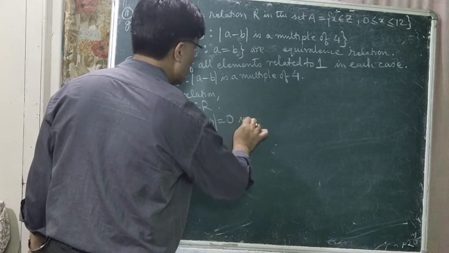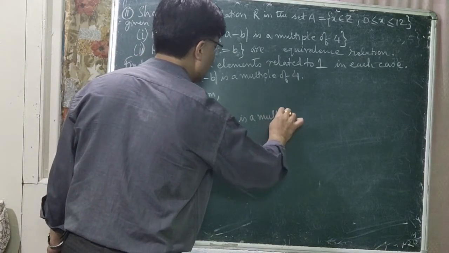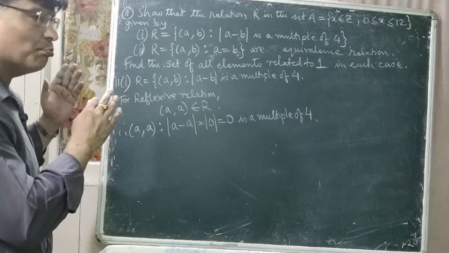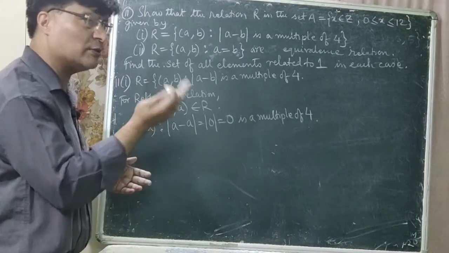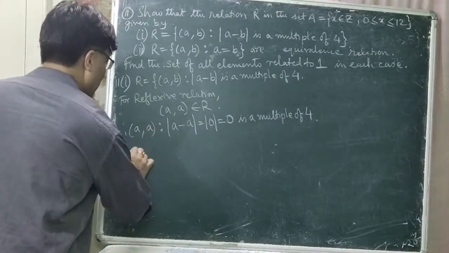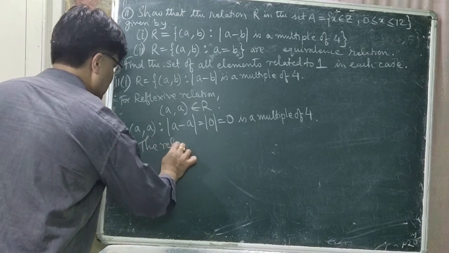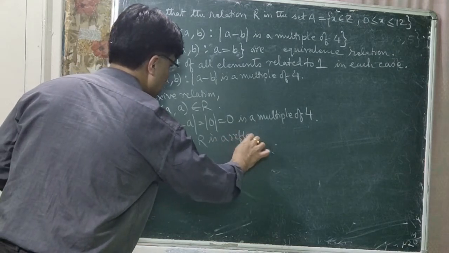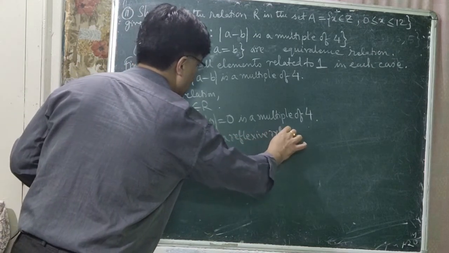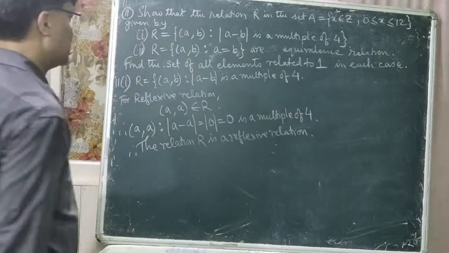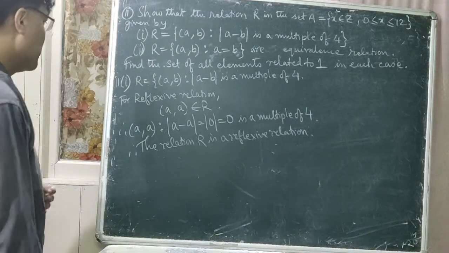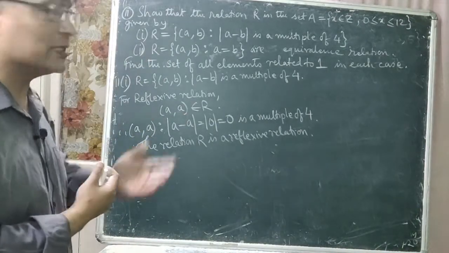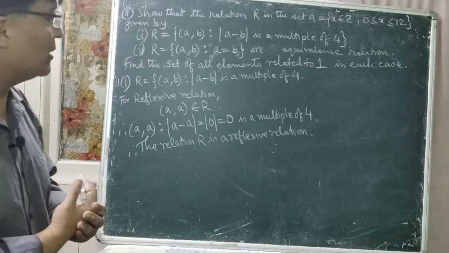That is 0 is a multiple of 4, because 4 into 0 is 0. That is multiple of 4 is divisible by 4. 0 is divisible by 4, isn't it? So therefore the relation R is a reflexive relation. Is that understood? So now this is your reflexive relation. We have proved that R is a reflexive relation, right?